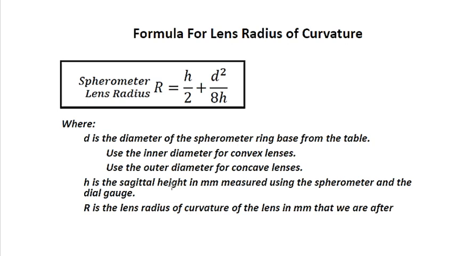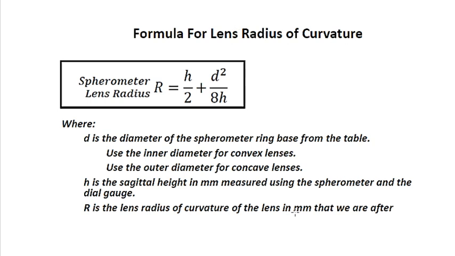For your convex lens, you're going to use your inner diameter, the inner knife edge, and for your concave lens you're going to use the outer diameter. Both of these come from the LOH spherometer base ring sheet. Your H is your sagittal height, and in this example you're using the metric, so millimeters, measured using the spherometer or the dial gauge. And your R is the lens radius of curvature in millimeters.